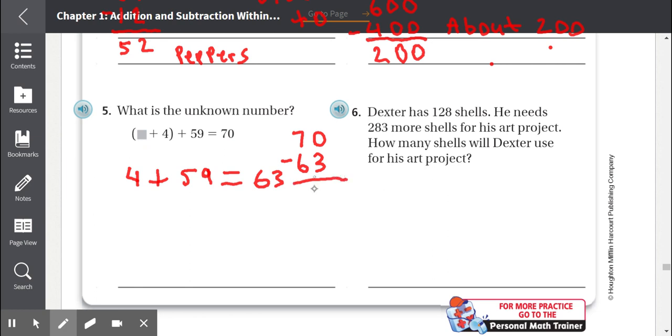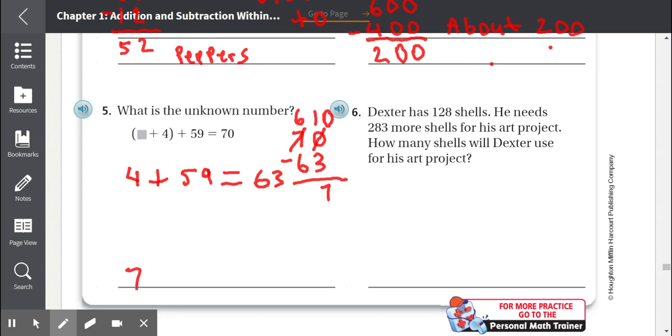So let's see, 70 minus 63. We start with the ones place, 0 minus 3, we can't do that. We have to borrow from the 10. We borrow 1, this 7 becomes a 6, and this 0 becomes a 10. 10 minus 3 is 7. So what is the unknown number? The unknown number is 7.